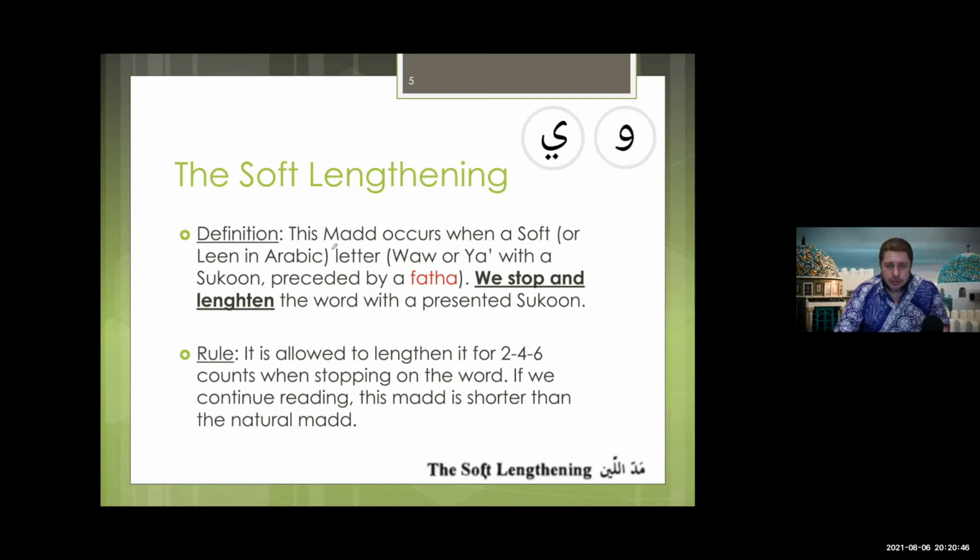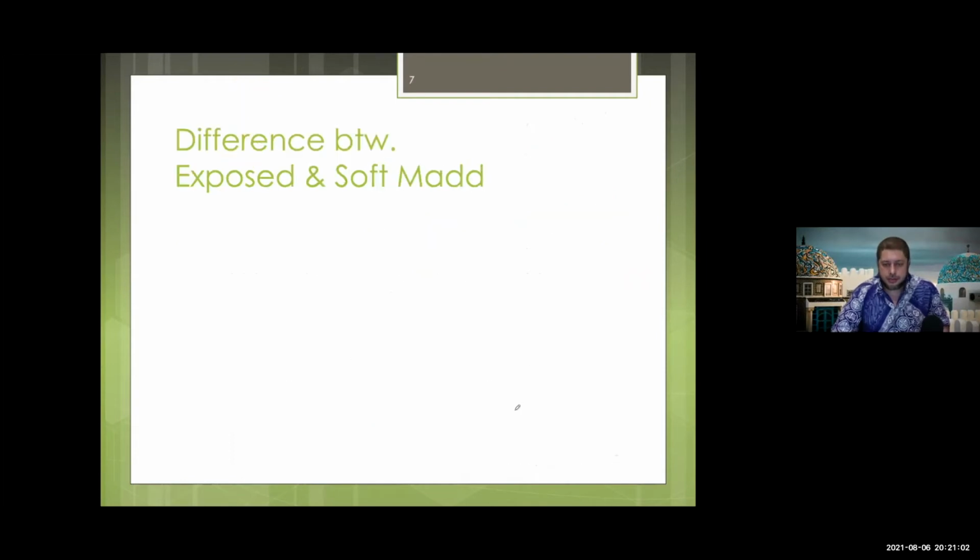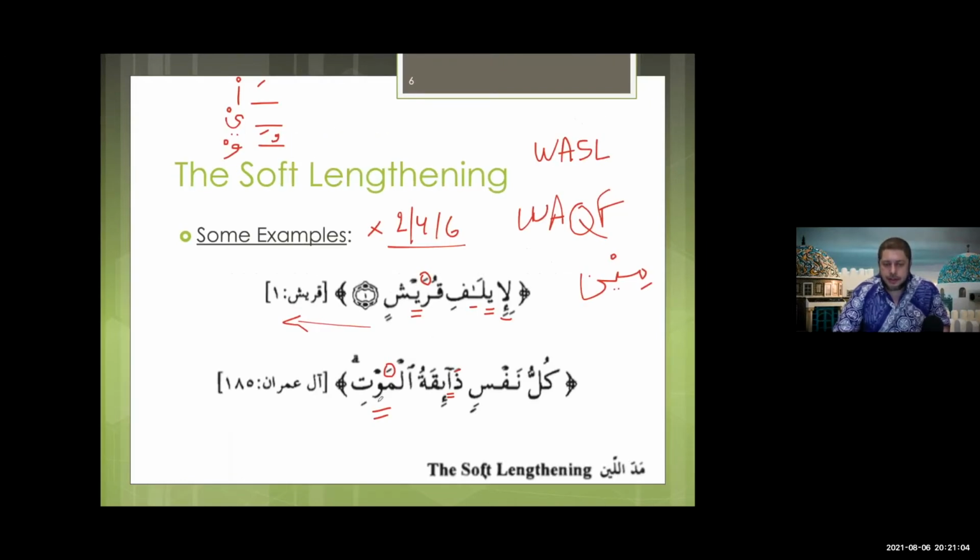So mad occurs when a soft or lean letter, these 2, are preceded by a fatha. Okay. So what do we do in that case? We stop and we lengthen it to 2, 4, or 6. Sorry. All right. This letter, this waw or ya, will be 2, 4, or 6.